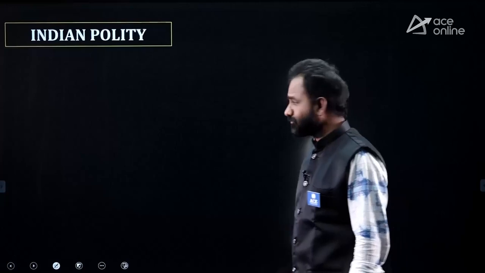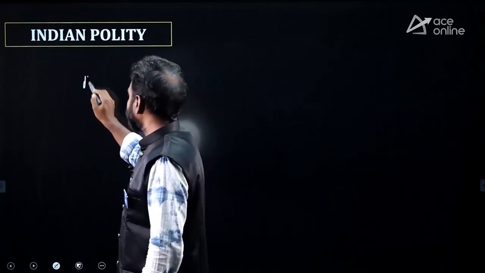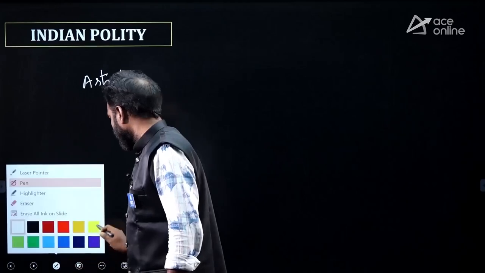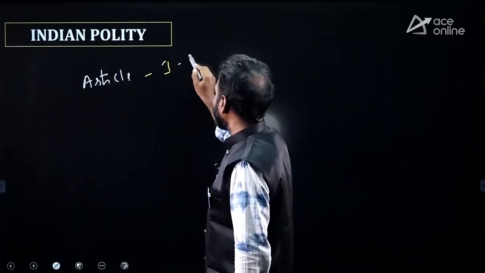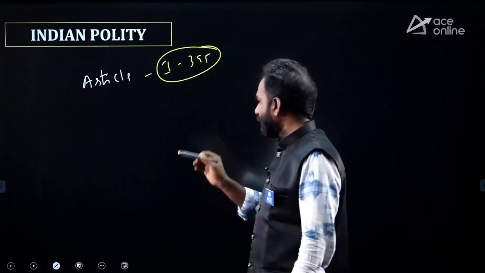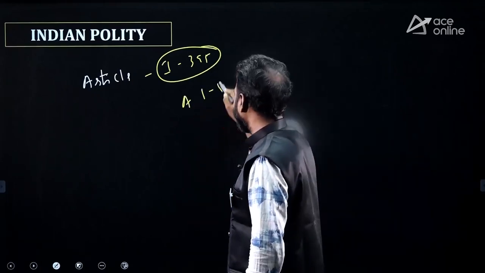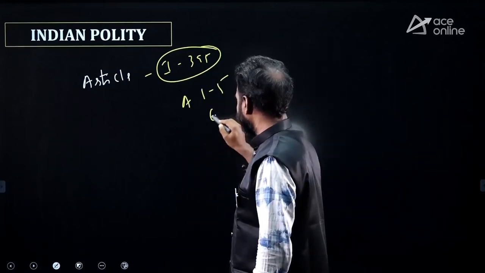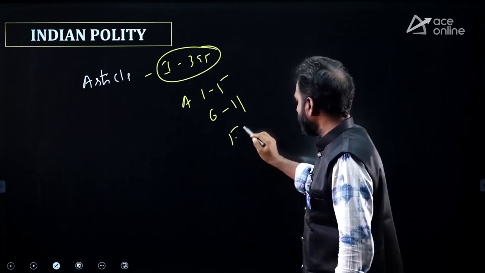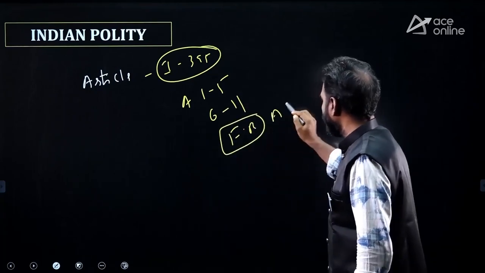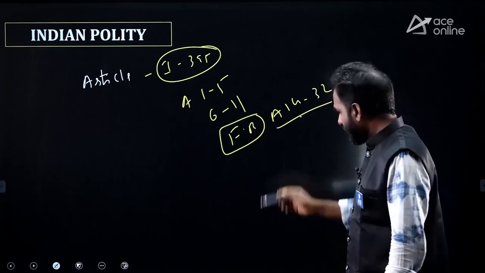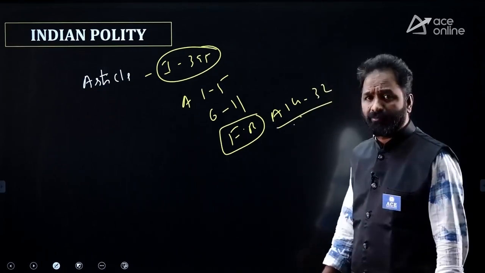Next, Indian polity. Come to Indian polity. First of all, they are asking questions on articles. Sir, there are 1, 2, 3, 95, many articles are there. Is there any need to remember all the articles? No. Focus on articles 1 to 5. Focus on articles 6 to 11. And focus on fundamental rights, articles 14 to 32. Please go through this. At any cost, you have to remember these fundamental rights articles.